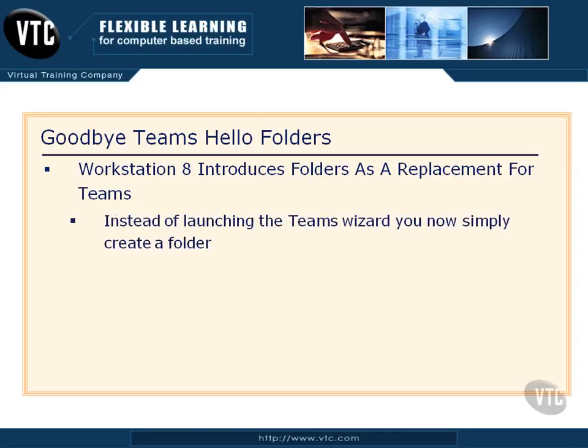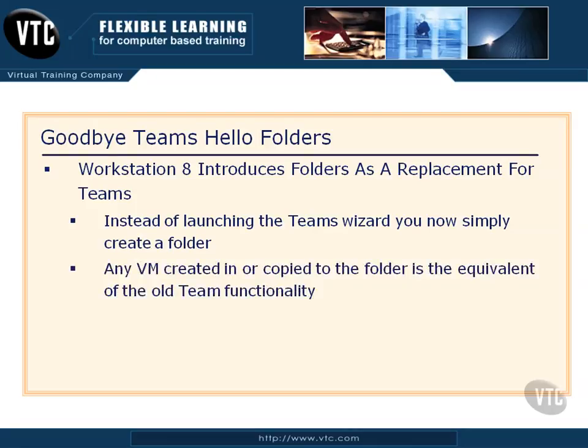Instead of launching the Teams wizard to manage a group of machines, you simply create a folder out there in the library. You can right-click on the computer icon in the folder at the very top and just add a folder. You can add subfolders, and then any virtual machine that you create in one of those folders, or copy into the folder, now has the equivalent of what we used to know as team functionality. Now, there are some differences between the two.